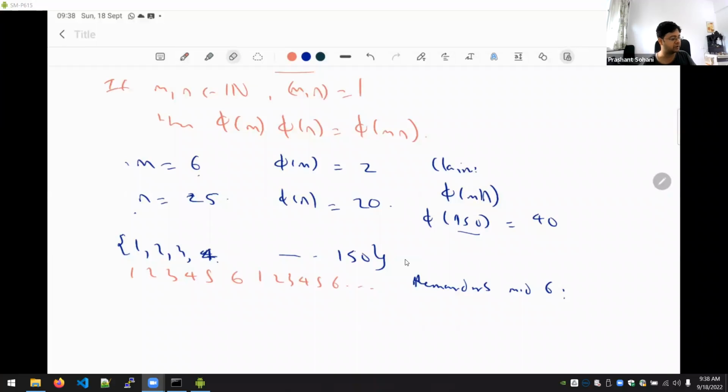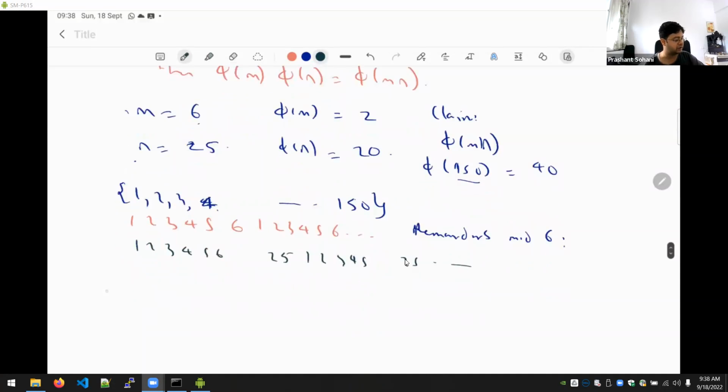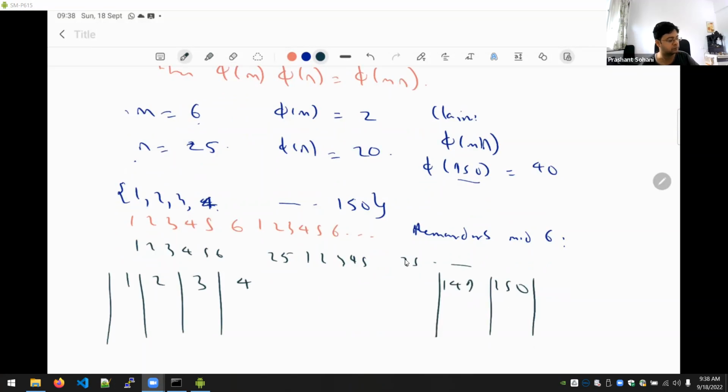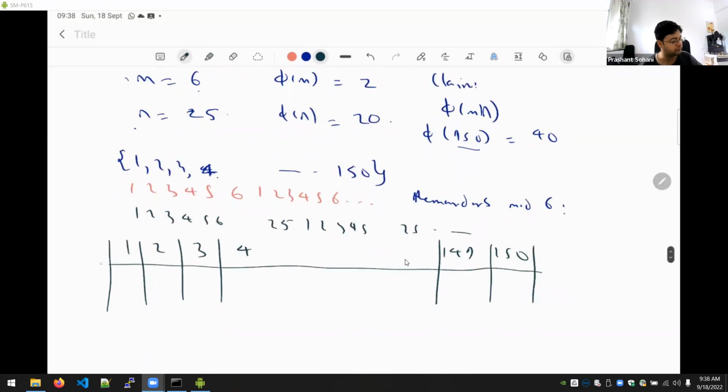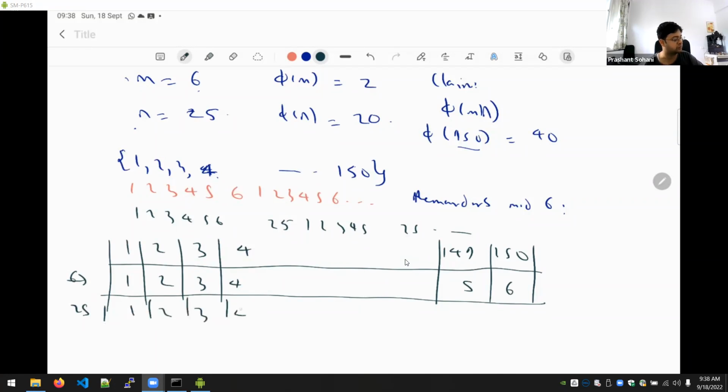And what about 25 in the same way? 25 also keeps cycling. So it will be 1, 2, 3, 4, 5 up to 25, again 1, 2, 3, 4, 5 up to 25, etc. I didn't write it properly, one below the other, but these are the original numbers. This is the row of remainders modulo 6, which will end in 5, 6. And this is the row of remainders modulo 25, which will end in 24, 25.